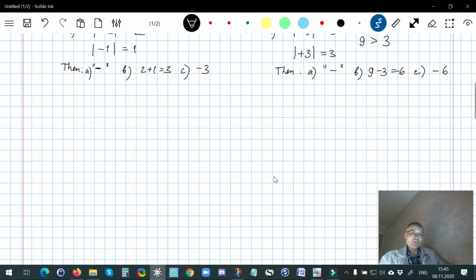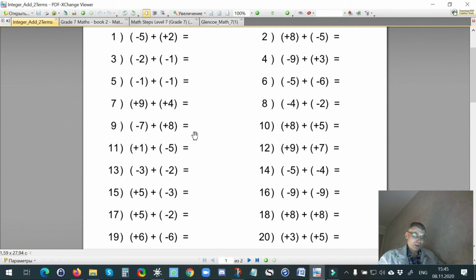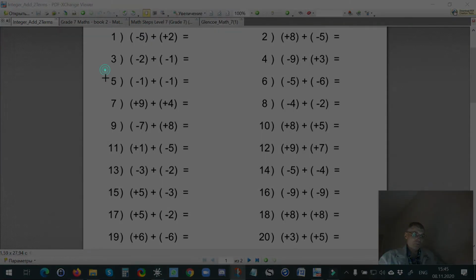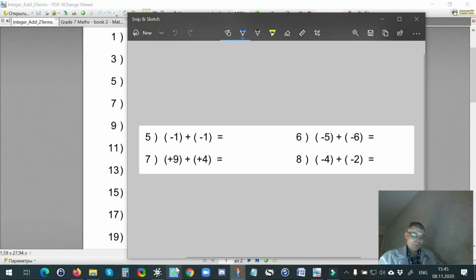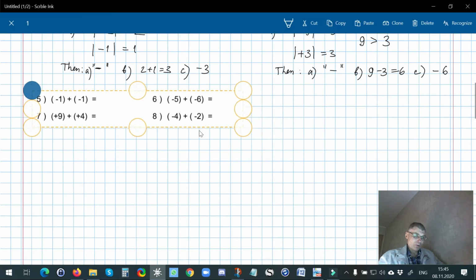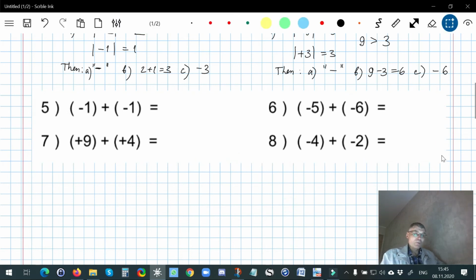Well, let me not draw number lines anymore. Let me do some more using this approach. I think it will be enough. Let me do some more. Okay, problem number 5.